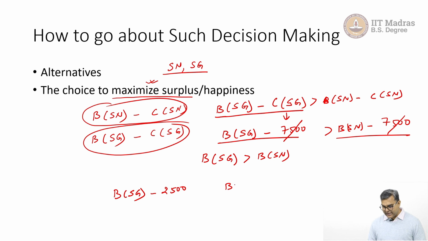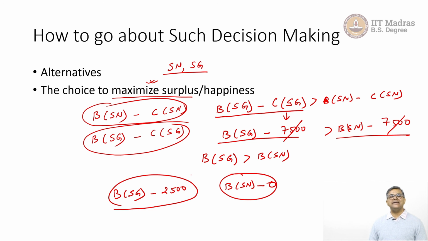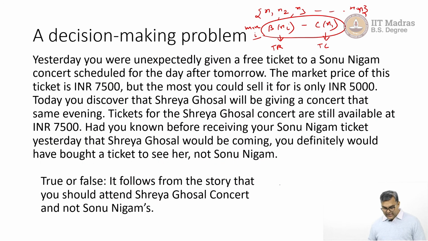So, here your net gain is the benefit from Sonu Nigam minus 0, and we have to compare. You should go for the one that gives you higher net benefit or higher net surplus, but we cannot decide. We know that BSG is greater than BSN, but we do not know whether the difference is worth 2,500 rupees or not. So, if I go back to the question, it is not clear whether you would attend Shreya Ghoshal's concert or Sonu Nigam's concert. You would attend Shreya Ghoshal's concert if your perceived benefit is more than 2,500 rupees.